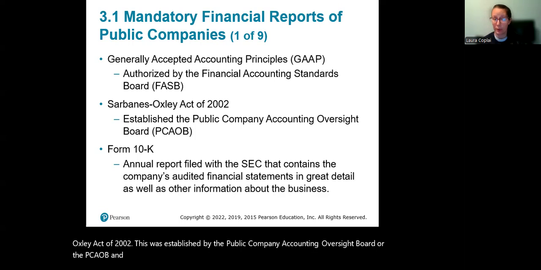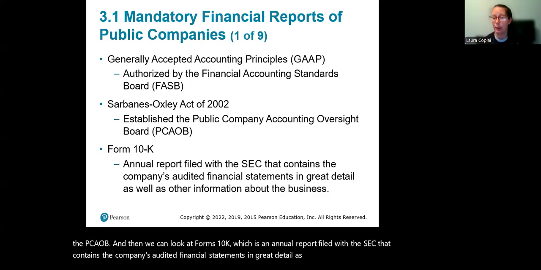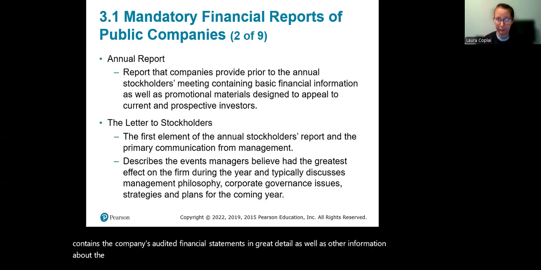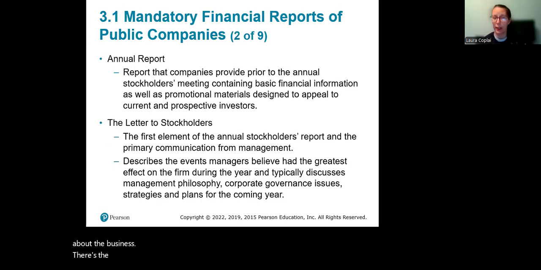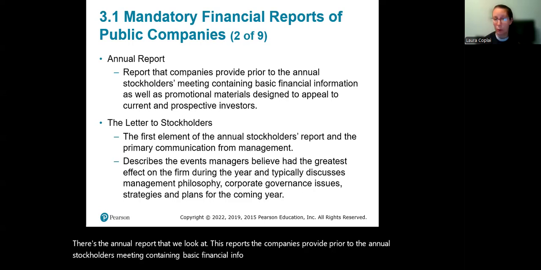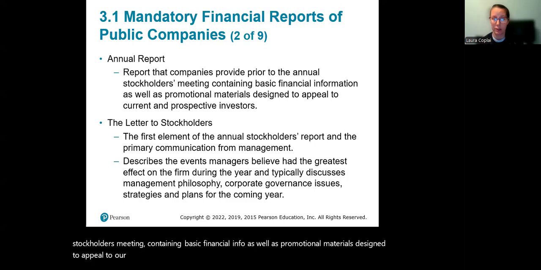And then we can look at Form 10-K, which is an annual report filed with the SEC that contains the company's audited financial statements in great detail, as well as other information about the business. There's also the annual report that we look at. Companies provide this prior to the annual stockholders meeting, containing basic financial information, as well as promotional materials designed to appeal to current and prospective investors.